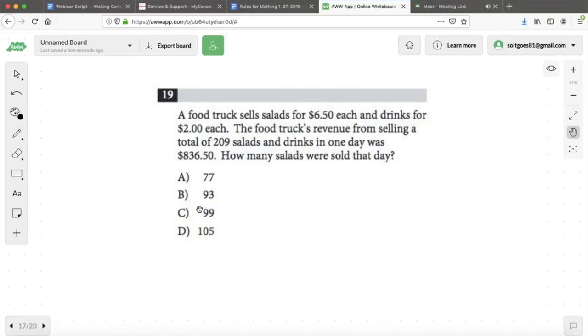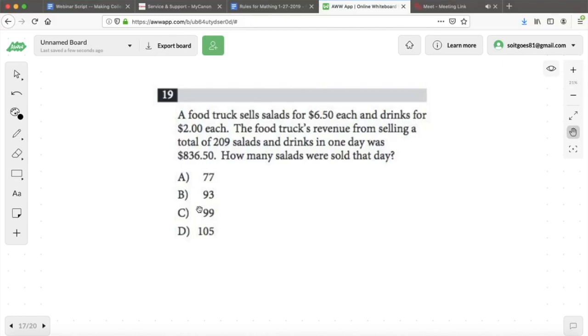So, all right. Who is up? I think it's Juliana. Number 19. Yes. Number 19. Go ahead and read number 19 for us, please. A food truck sells salads for $6.50 each and drinks for $2 each. The food truck's revenue from selling a total of 209 salads and drinks in one day was $836.50. How many salads were sold that day?